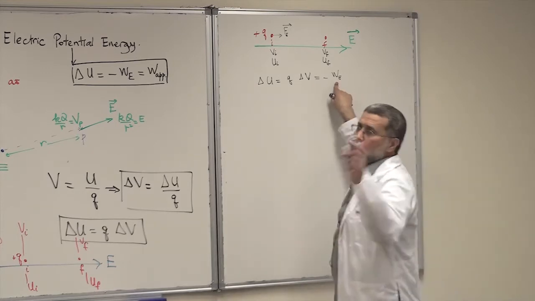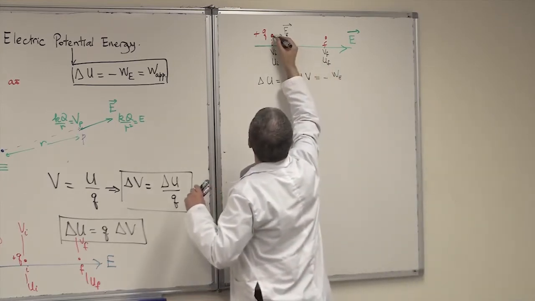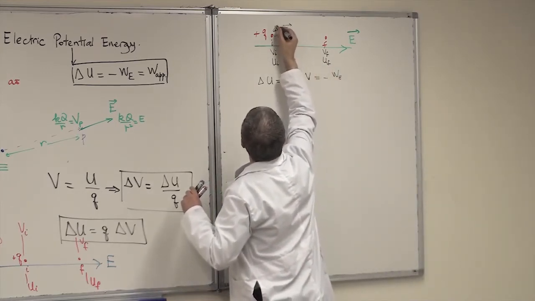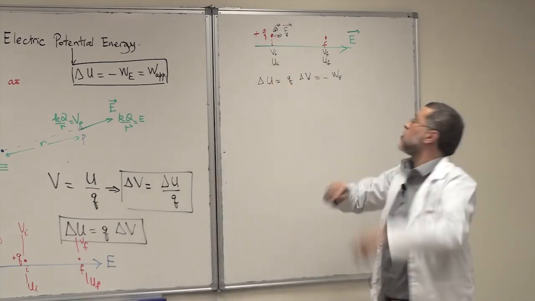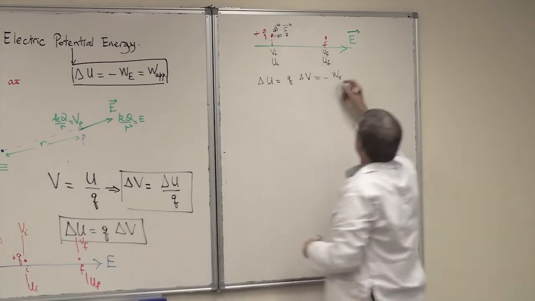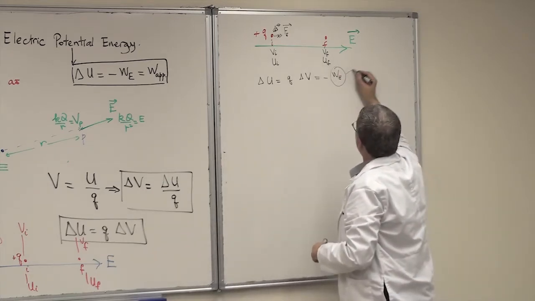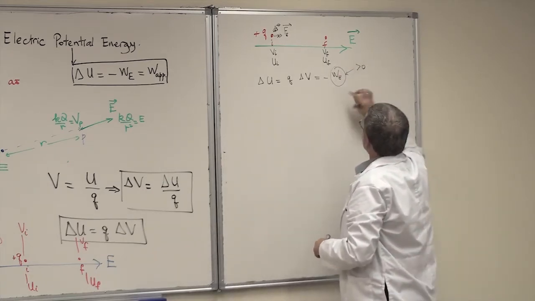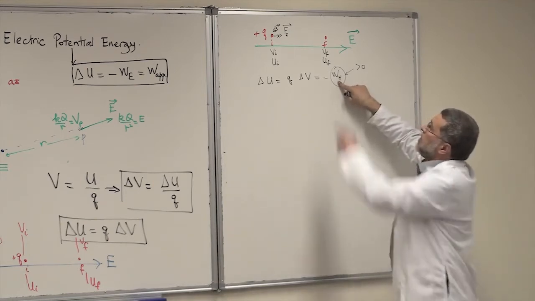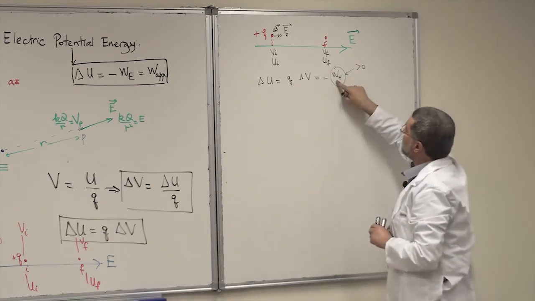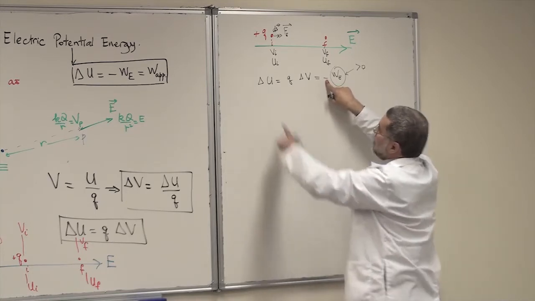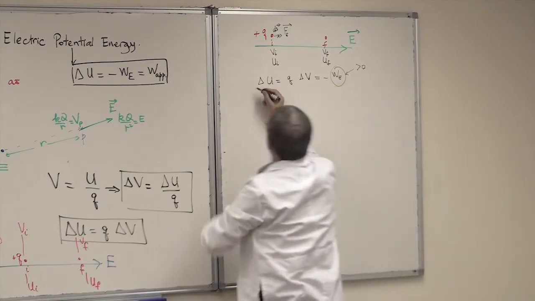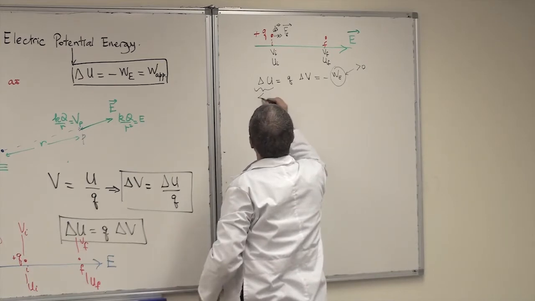Now, according to you, the displacement is in this direction, that's ds. And when the force and ds are in the same direction, what do you think about the work? The work will be positive. So the work done by the electric force in this situation here is positive. And there's a minus sign here. So delta U is what? Delta U will be negative.